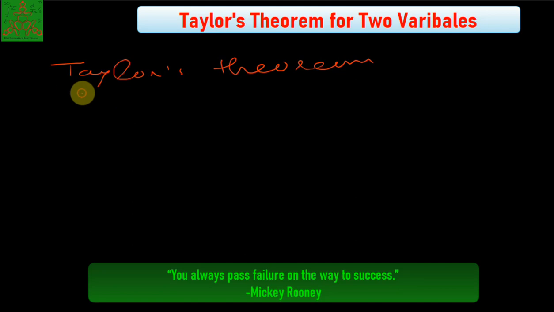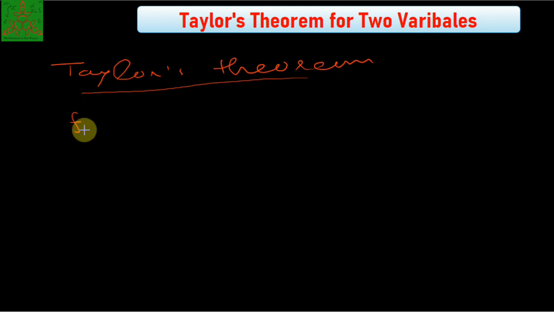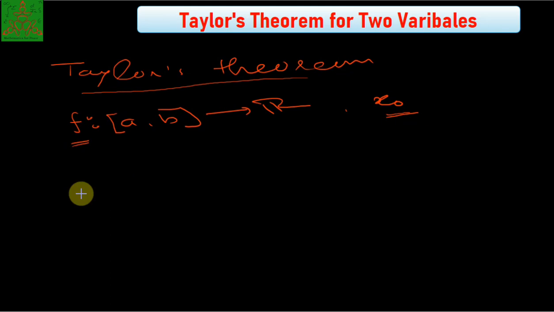This video is based on Taylor's theorem for functions of two variables. We already talked about Taylor's theorem for functions of one variable in your previous study. In that, you required a function which is a real valued function defined over some interval to R. At x0, if you want to calculate a Taylor series, then your function f should be n times differentiable in the neighborhood of x0.